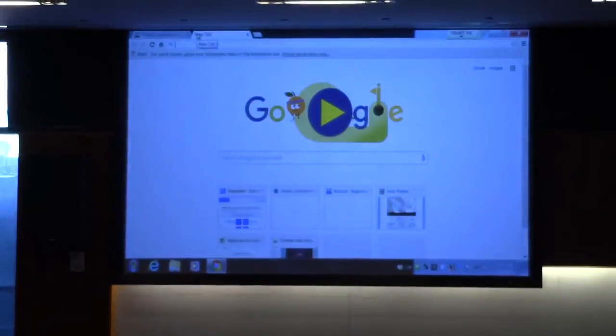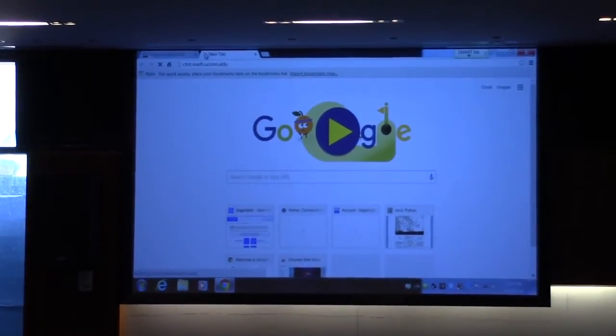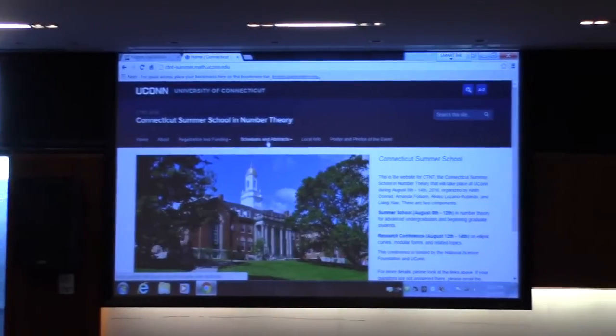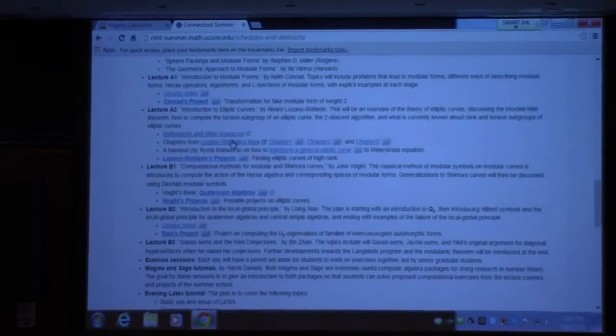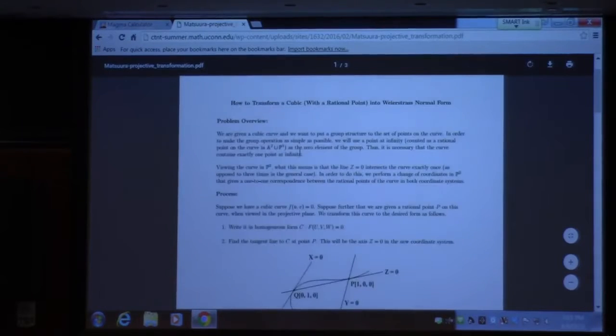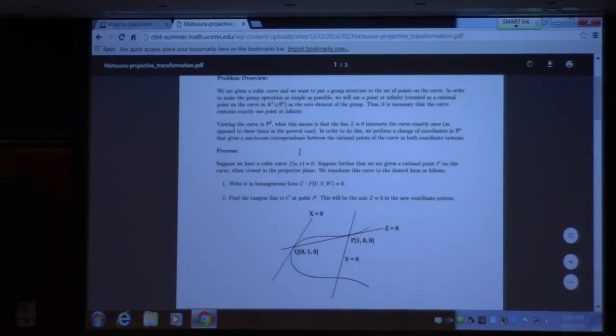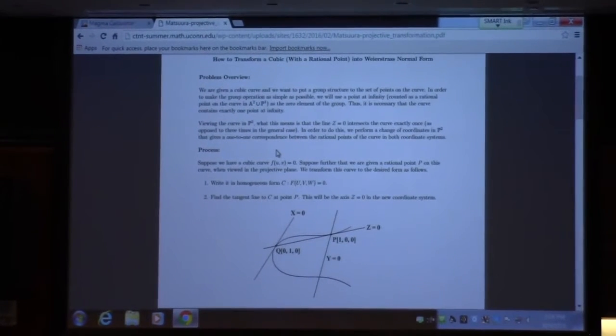I'll show you. There is some paper that a friend of mine, Ryota Matsura, wrote a while ago. So here, I put it here. Let's transform a general elliptic curve into Weierstrass normal form. You can read this. There's a short version of this in Silverman and Tate, Rational Points on Elliptic Curves.